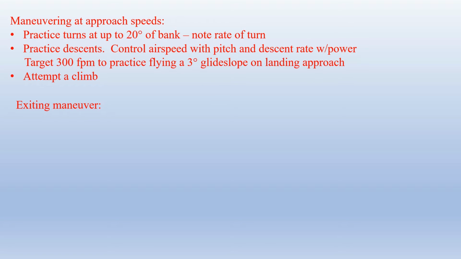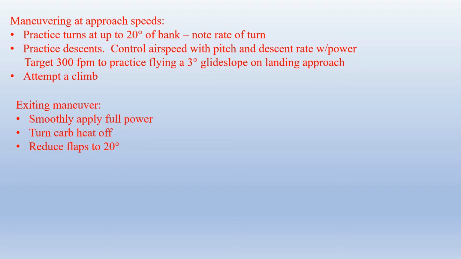To exit the maneuver and return to normal straight and level flight, you'll want to smoothly apply full power, turn off your carb heat, reduce the flaps to 20. Again, this is the same sort of procedure we'll use for a go-around when we get to that maneuver. At 60 knots, go ahead and retract the flaps in increments up to 0 in the 10-degree increments, just like we do for our normal takeoff.